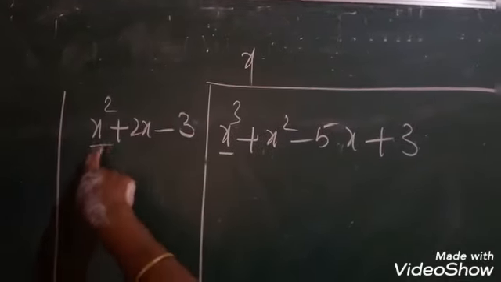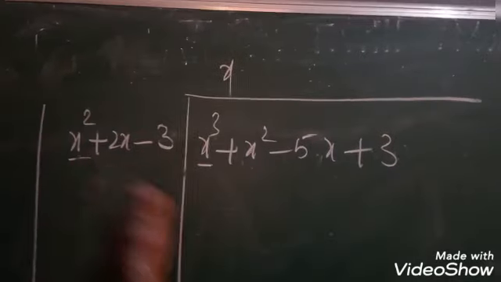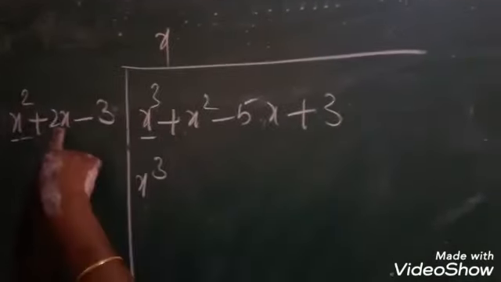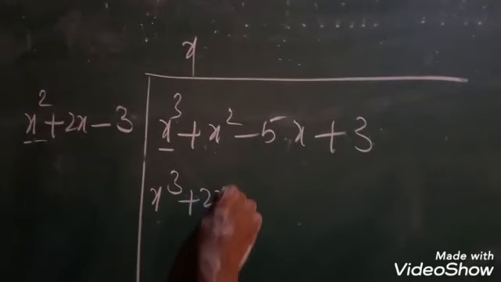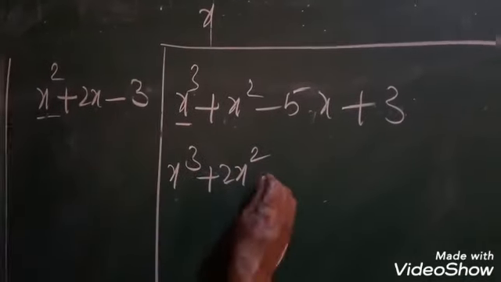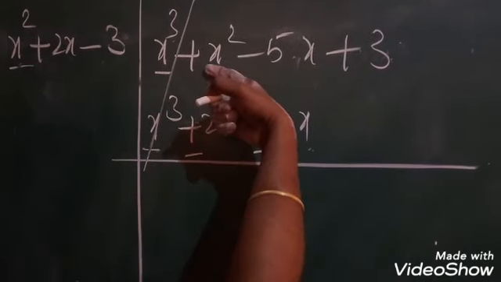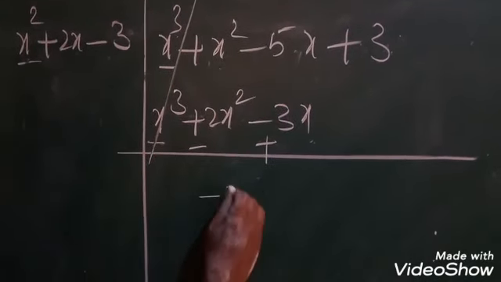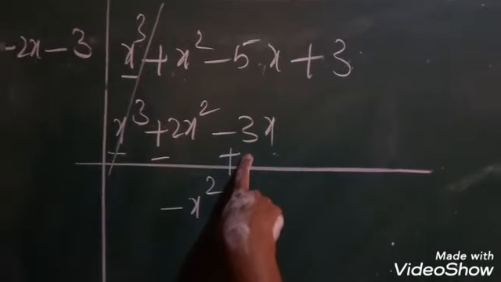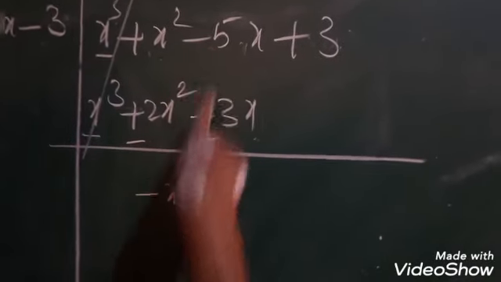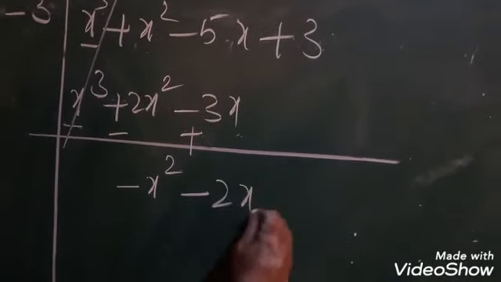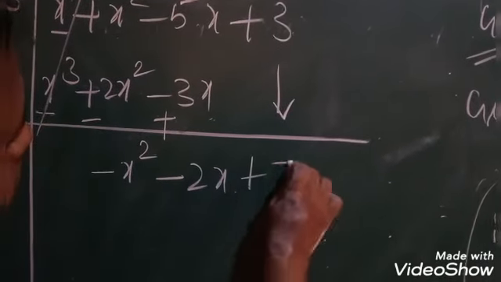The x should be multiplied in each term. So x into x squared, x cube. x into 2x, plus 2x squared. x into minus 3, minus 3x. Have you all understood, girls? Here you have to change the sign. The first term cancels. Plus 1 minus 2, what is the answer? Yes, minus x squared. Here minus 5 plus 3, so minus 2x. The next term you have to bring down.